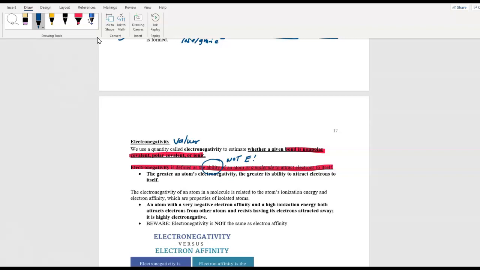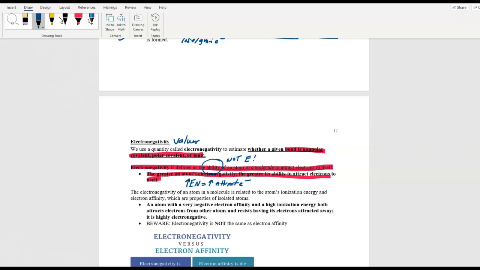The greater the atom's electronegativity, the greater its ability to attract electrons. When you have an atom with a very large electronegativity value, it wants electrons the most. So the greater the electronegativity, the more it attracts electrons. And there's one side of the periodic table that really wants electrons. I'm sure you can figure out which side that is.